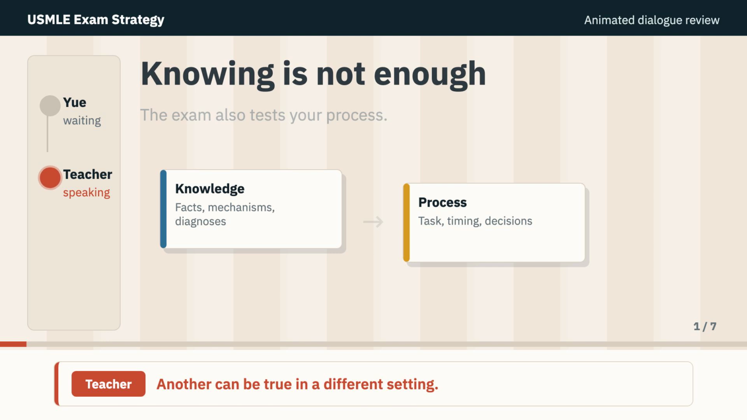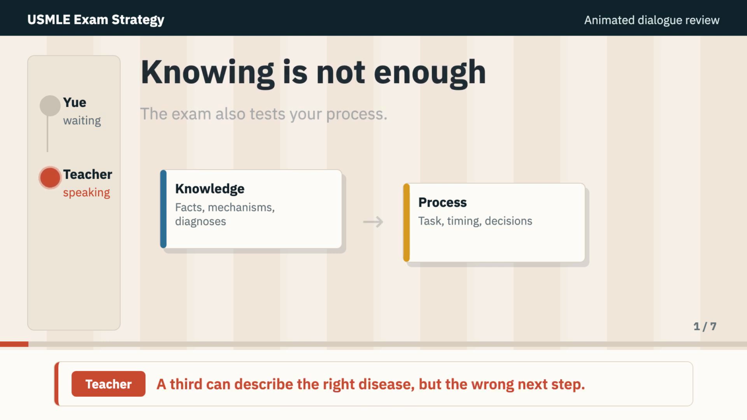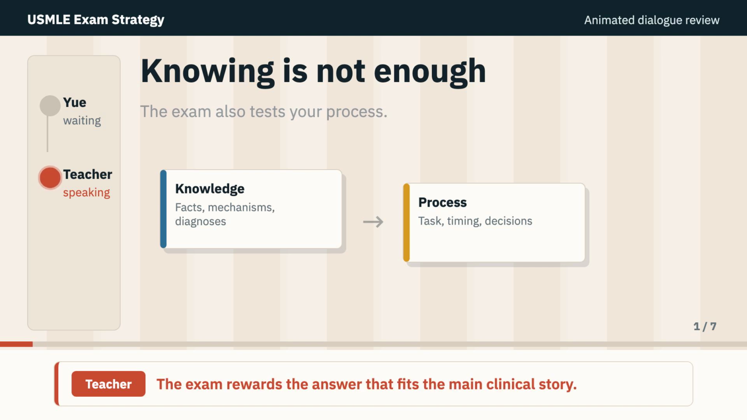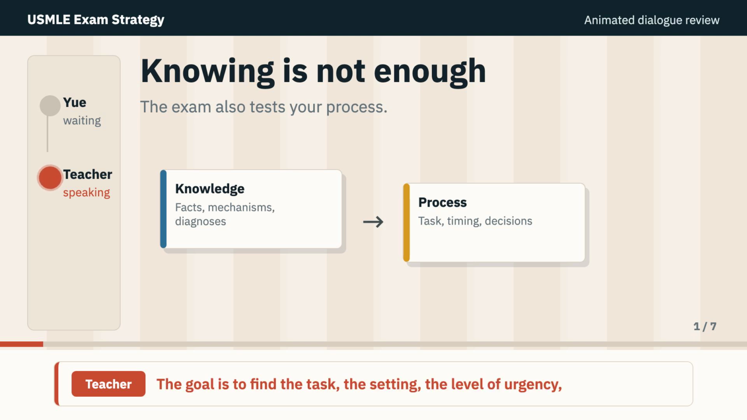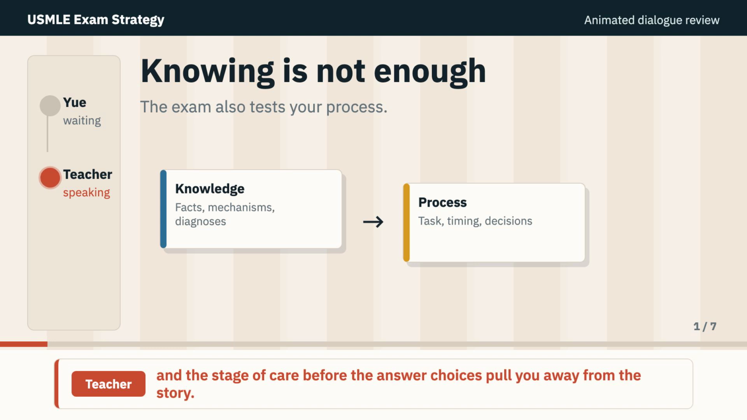Another can be true in a different setting. A third can describe the right disease, but the wrong next step. The exam rewards the answer that fits the main clinical story. So this episode is not a list of tricks. It is a way to read the STEM. The goal is to find the task, the setting, the level of urgency, and the stage of care before the answer choices pull you away from the story.